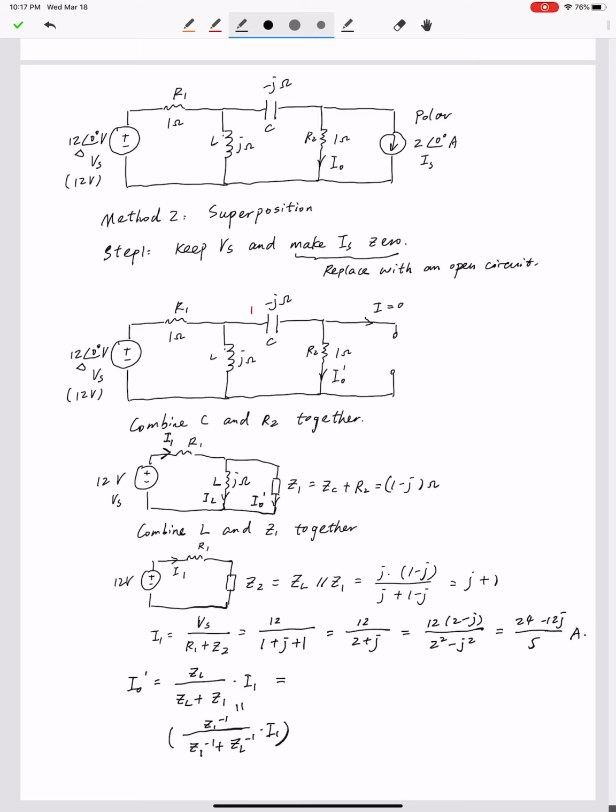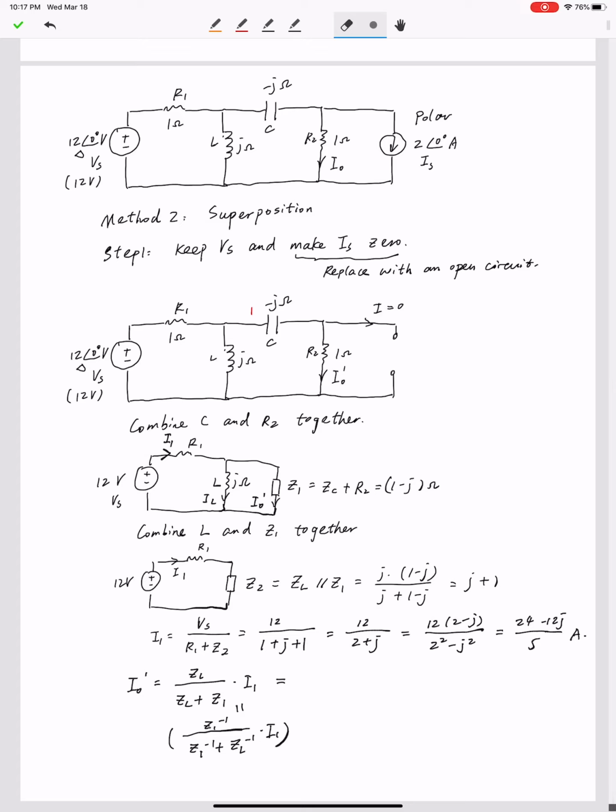Alright, let's plug all values into this equation. ZL is J ohms. And Z1 is 1 minus J times 24 minus 12J divided by 5. That's the value of I1, right? And that should equal 24J plus 12 divided by 5. Unit is amp. Okay.